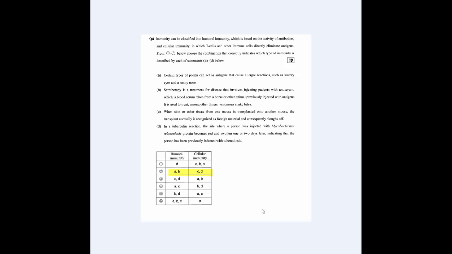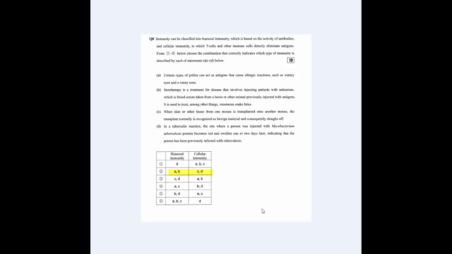So A and B. A is certain types of pollen can act as antigens that cause allergic reactions, such as watery eyes and a runny nose. That's humoral immunity. And B is also humoral. Serotherapy is a treatment for disease that involves injecting patients with antiserum, which is blood taken from a horse or other animal previously injected with antigens. It is used to treat venomous snake bites, among other things. That is also humoral.